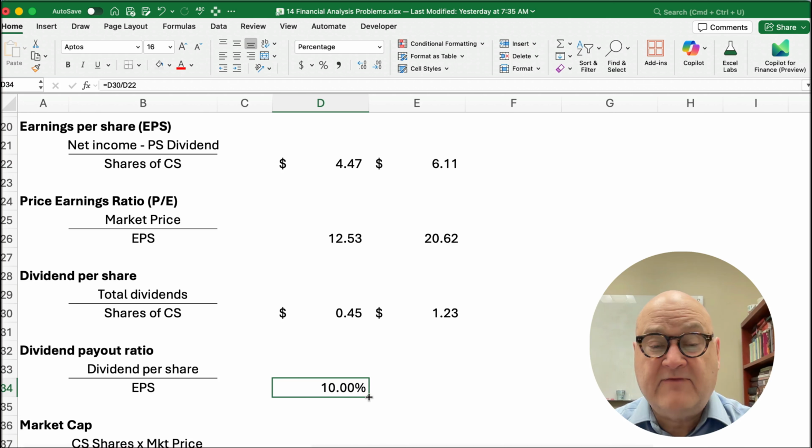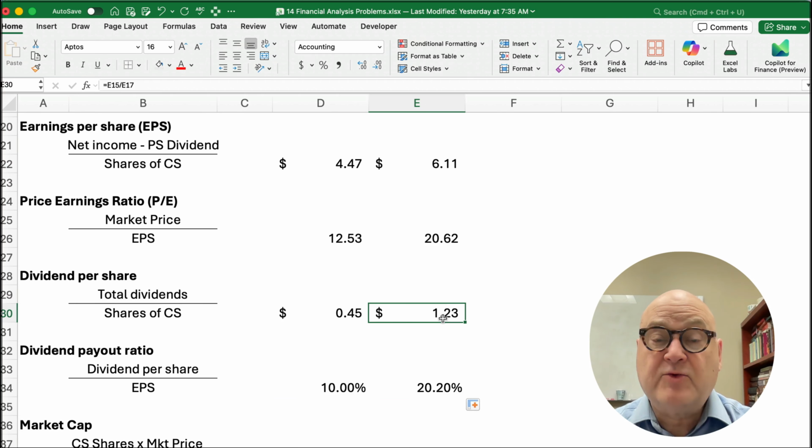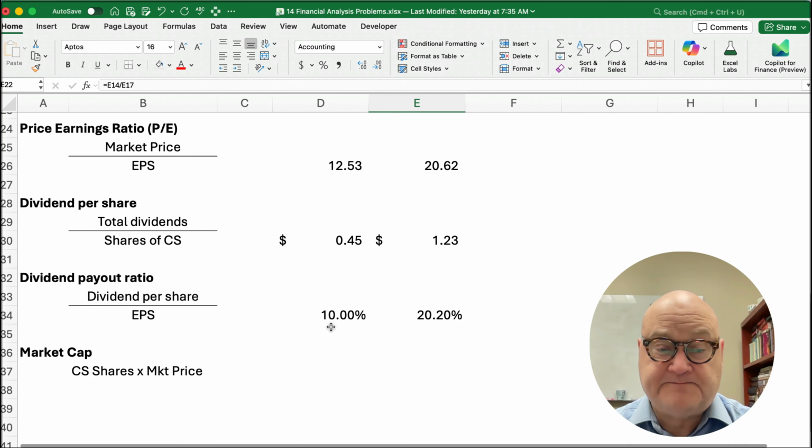What about the Foxtrot company? They're paying about 20% of their earnings. They're paying $1.23 when they're earning about $6.11.